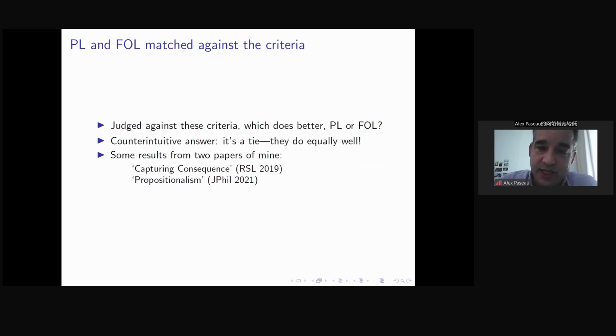If you judge them against these criteria, which does better, propositional logic or first order logic? And I think it's a rather counterintuitive answer. The one I'm going to suggest here is that it's a tie. They do equally well. And I'm going to draw on some results from some discussion of mine in these papers. I'll have a bibliography at the end for those who want it.